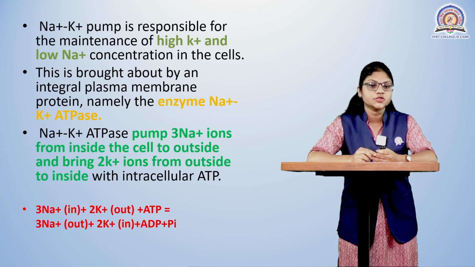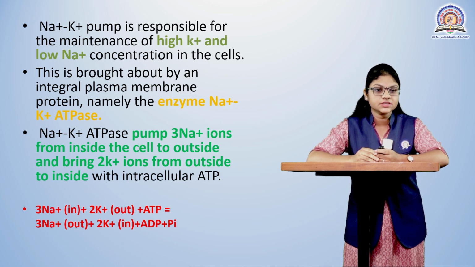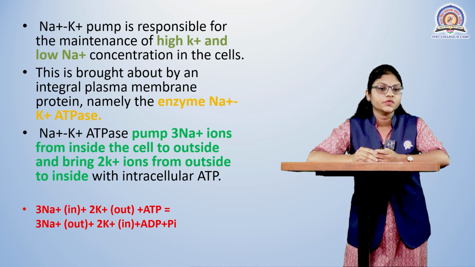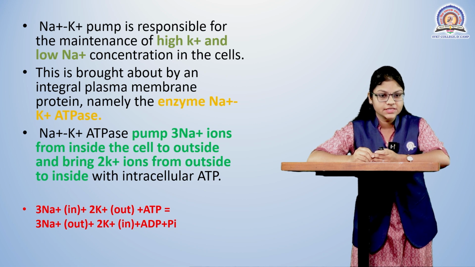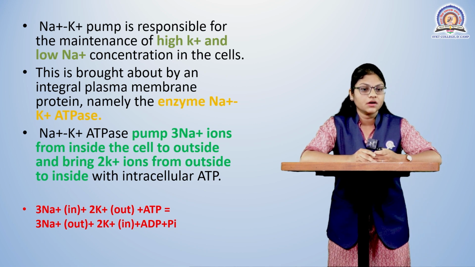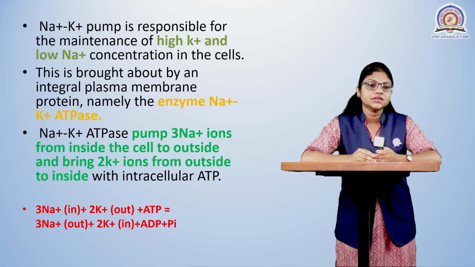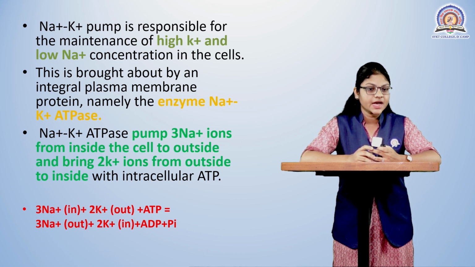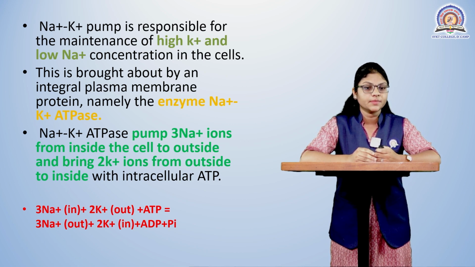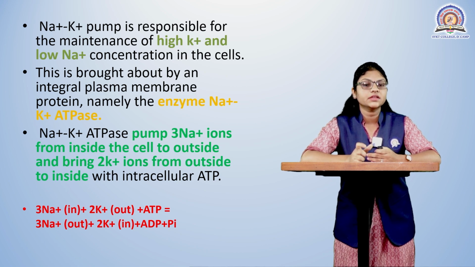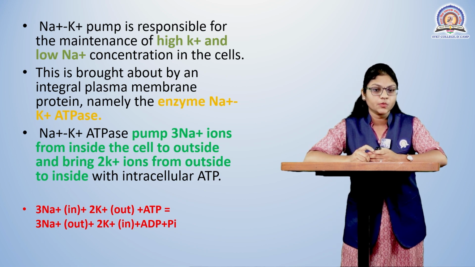This reaction shows what happens in this condition. The 3 sodium ions present in the first reaction are inside the cell. There are 3 sodium ions and 2 potassium ions present outside the cell. For this process, ATP is required. In the second condition, 3 sodium ions are expelled out and 2 potassium ions are taken inside, and hydrolysis of the ATP molecule occurs, which is converted into ADP.